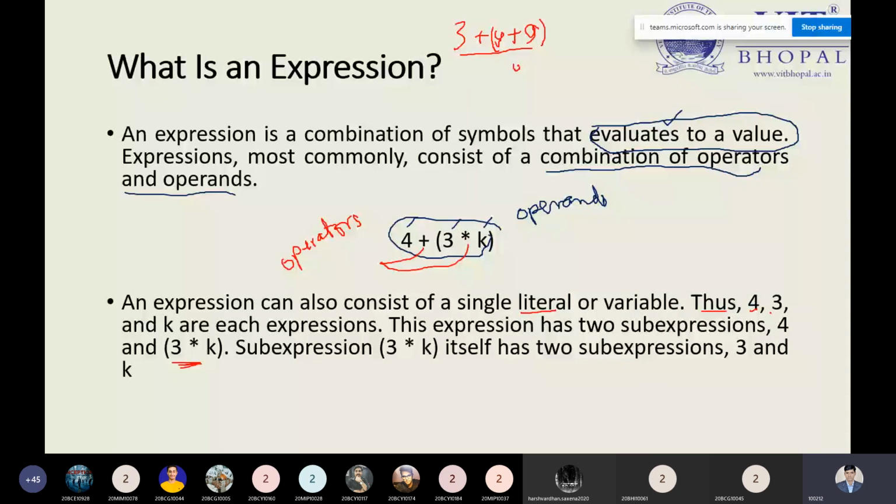So 4 plus 9 in a bracket is a sub expression of my main expression, because that part needs to be evaluated first. After getting the result, 13, that is to be added to the next part, that is 3 plus 13. So now 3 plus 13 again is part of my main expression. So this is the concept.